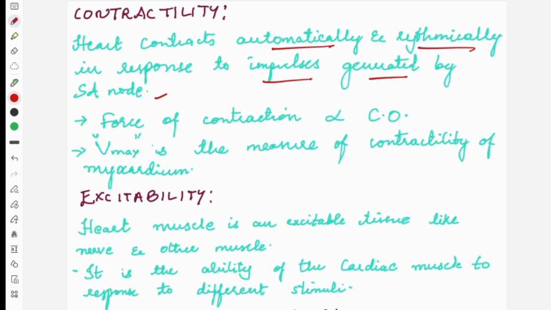Now, we need to remember a relation: the force of contraction is directly proportional to cardiac output. This is the Frank-Starling law, which I've discussed in cardiac output. Another thing we need to remember here is that Vmax, or the velocity, is the measure of contractility of the myocardium. This can be asked as an MCQ question.